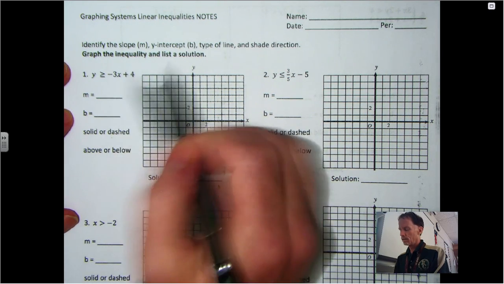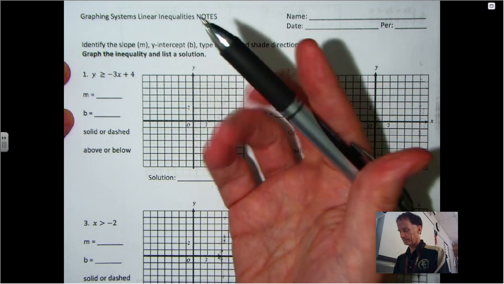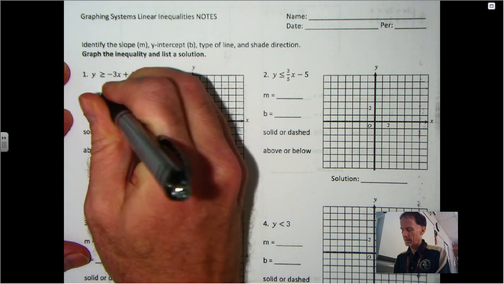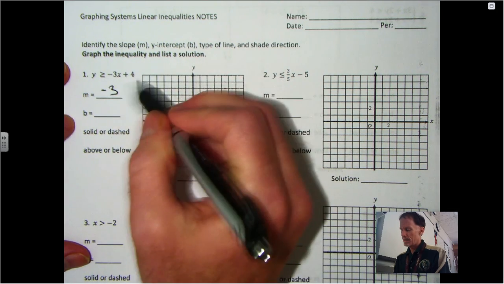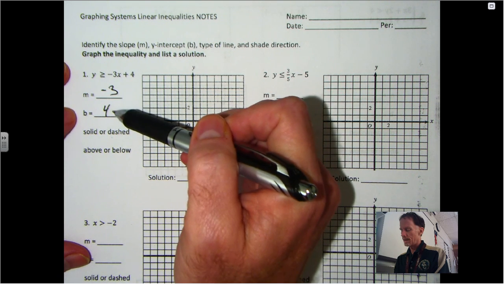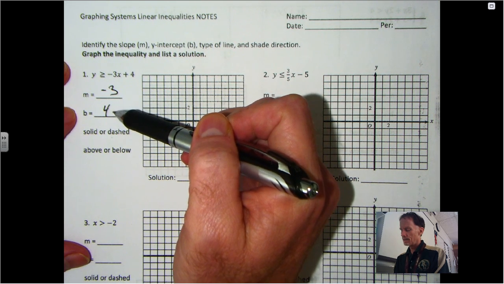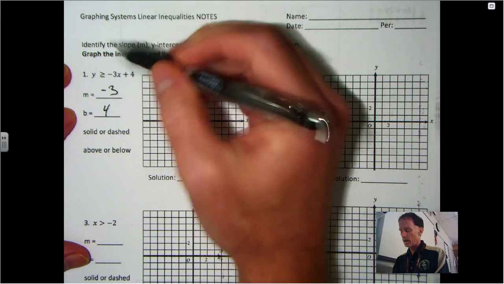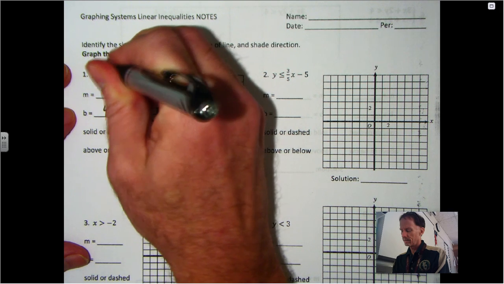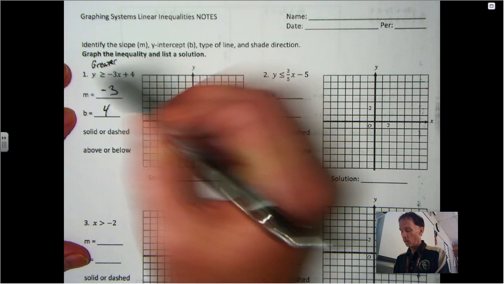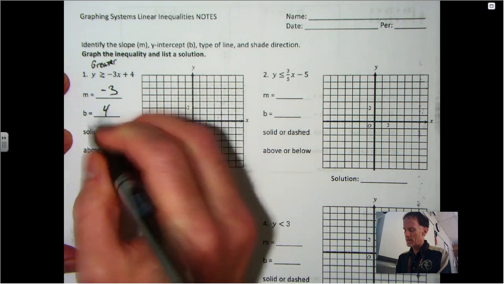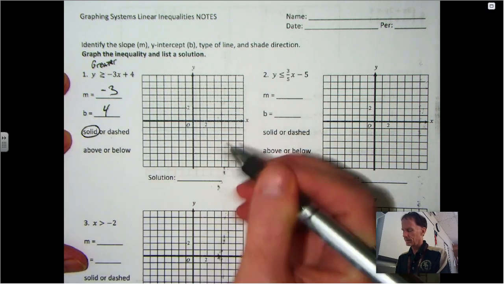So if you remember your old friend mx plus b, your m is the number that's attached to the x, so my m in this case is -3, and my b is 4. And remember what that means: that's your slope and your y-intercept. And also remember for inequalities, this symbol right here is greater than or equal to. That little line underneath says equal to, and whenever you see that line, we know it's going to be a solid line.